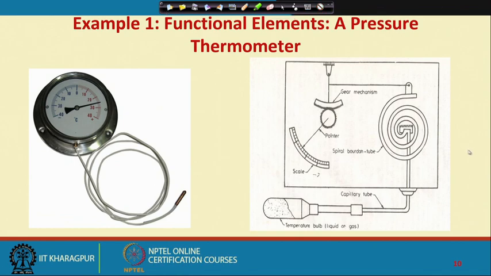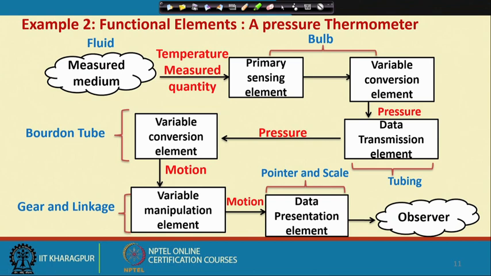So, if I just put these things into blocks, it will look like this. We are measuring the temperature of this fluid. So, the fluid is my measured medium, temperature is the measured quantity or measurand. The primary sensing element and variable conversion element are both the bulb. So, to the bulb, temperature goes in as input and what comes out from the bulb is the pressure, because it plays the role of variable conversion element as well. So, the pressure is transmitted by the tube. So, the data transmission element is the tube.